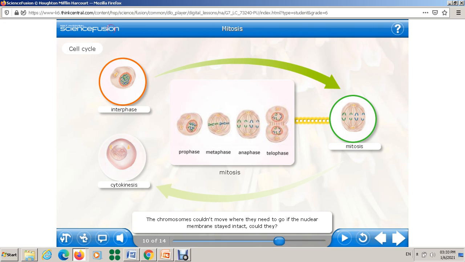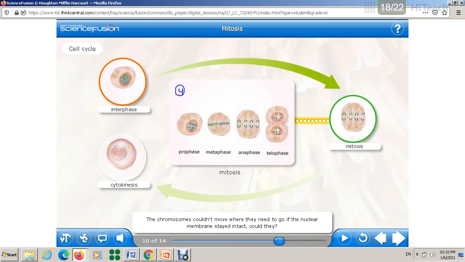Actually, mitosis is not only one step. For the whole cell cycle, there are three stages, right? Three phases. But in interphase there is no cell division. In mitosis, where the cells start to divide, how many phases are there? There are four phases. Let's talk about the first one now.